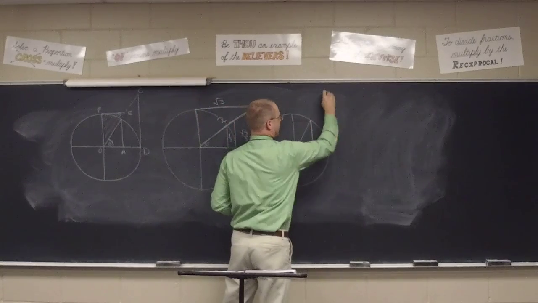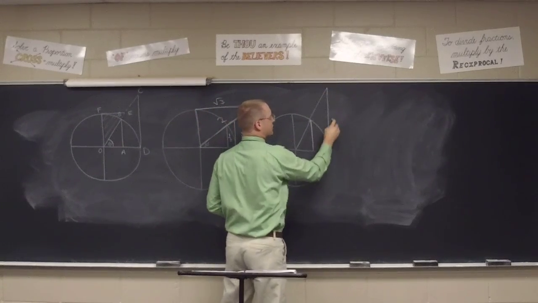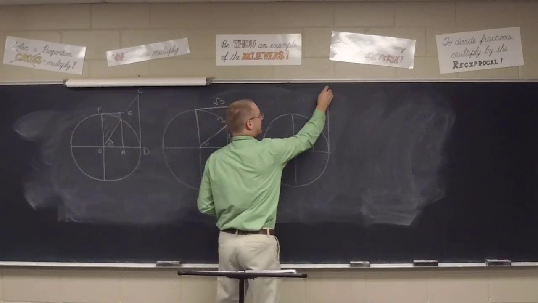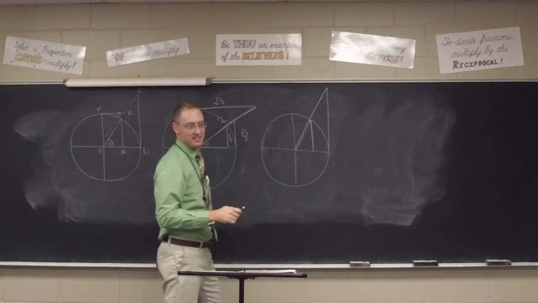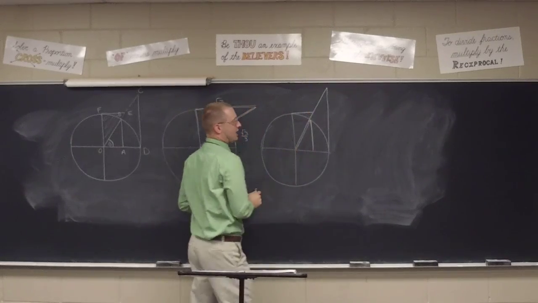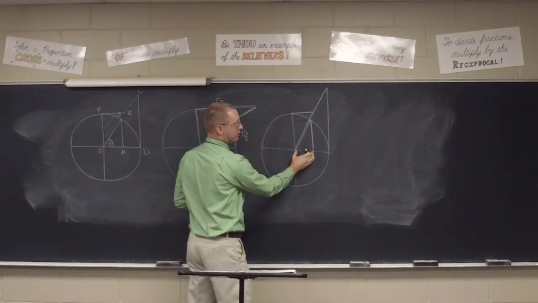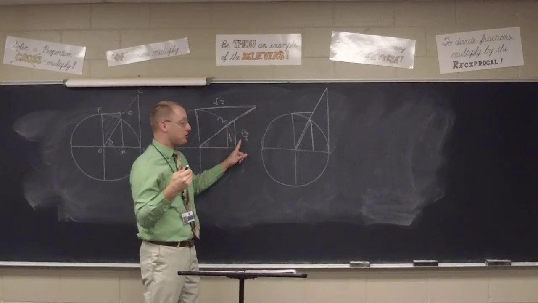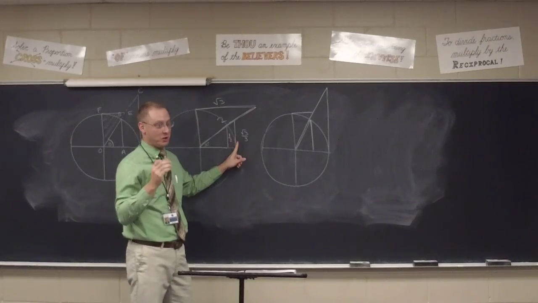What if I were to extend the tangent line up here? How big is the tangent line? Square root of 3. How big is the secant line? 2. Yeah, 2 radii. How about the cotangent line? Square root of 3 over 3 is the one you just have to memorize.